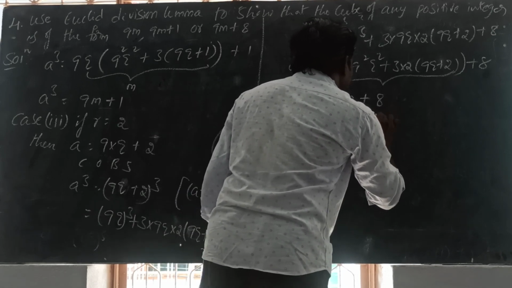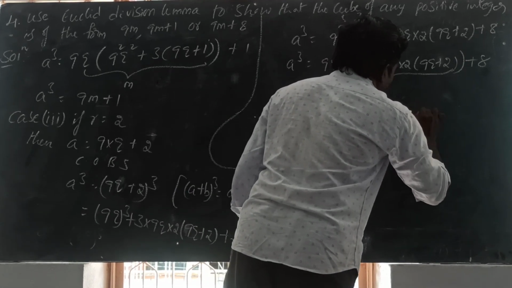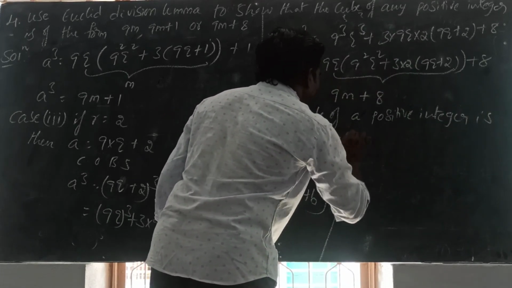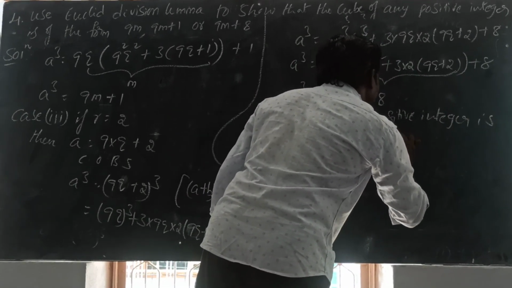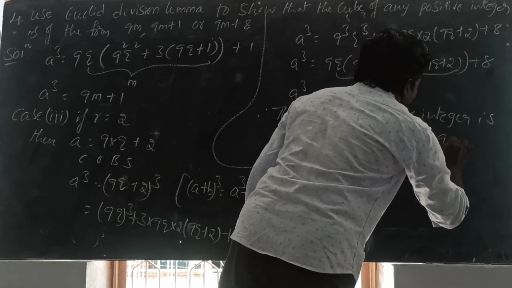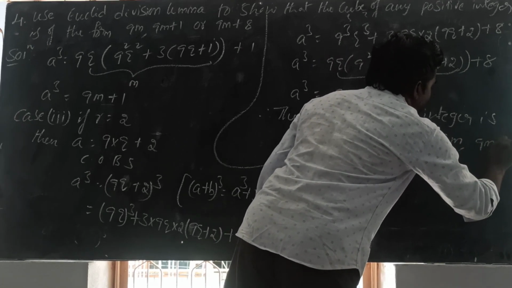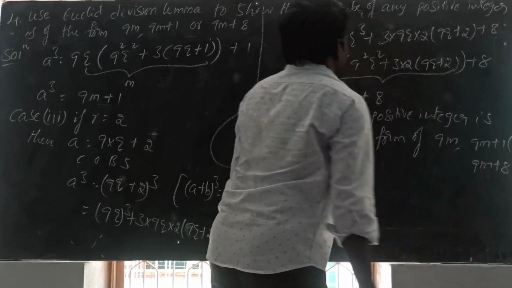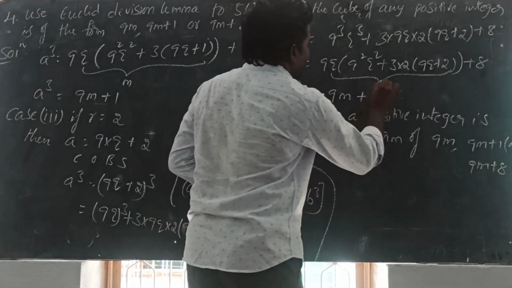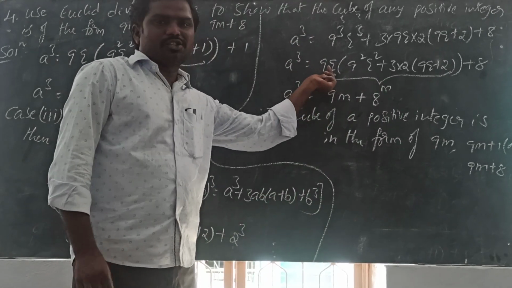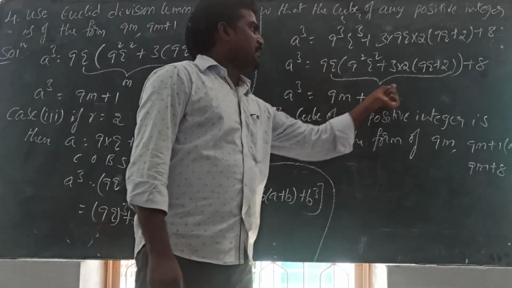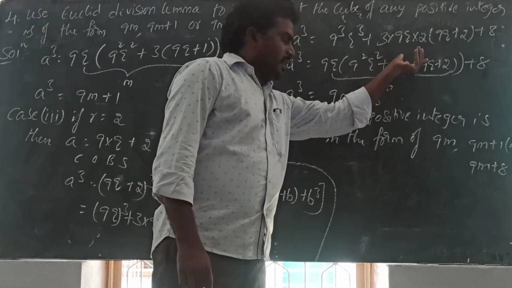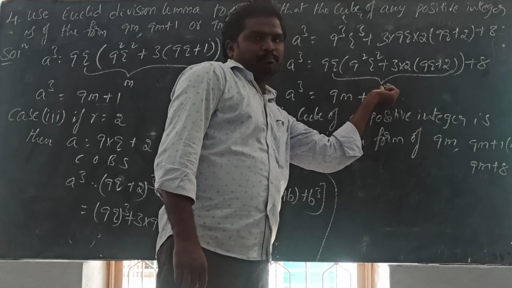So therefore, the cube of a positive integer is in the form of 9m plus 1 or 9m plus 8. Why can we take it as m? Because q is a positive integer, and when simplified, you get one positive integer. We don't know what the positive integer is, so in its place we can take m.